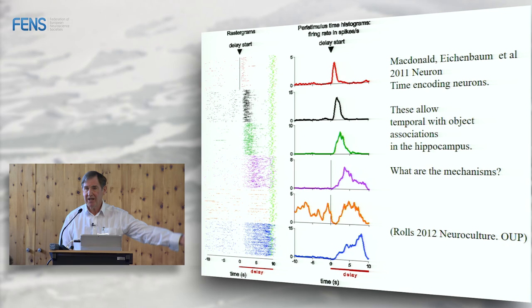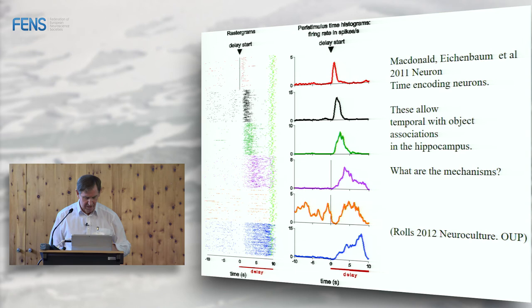or a particular object. So Ray Kesner, who's tested a lot of our theories with experimental work in the rat, has shown that if you have to go into the arms of a maze in a particular sequence, that's impaired by CA1 lesions especially.